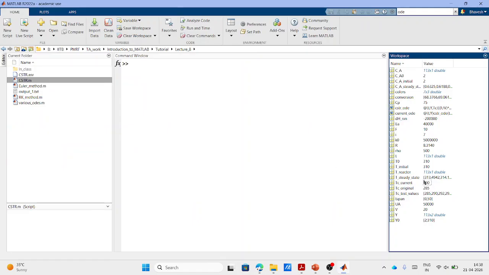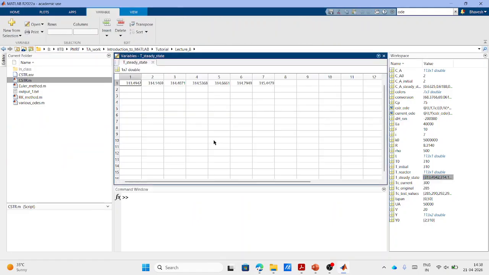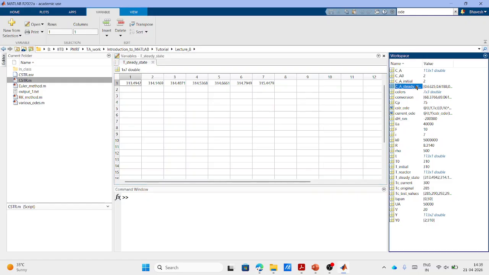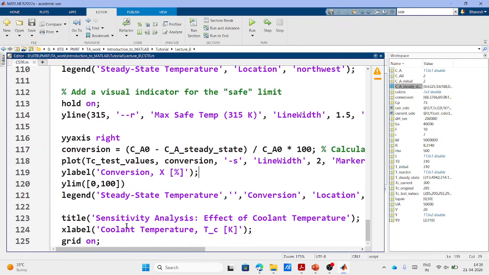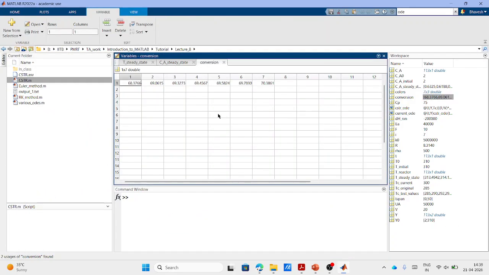So let's say if I want to find steady state temperatures, these are the values. At the end, if I want to find the steady state conversion, so CA steady state, this is the concentration, and conversion X will be, which variable are we using for the conversion? Okay, I'm not storing the conversion, but it's just C. So for the final, this is the conversion part, yes.